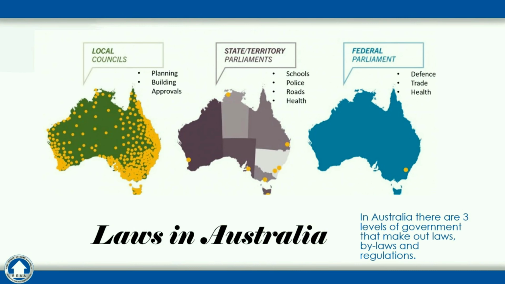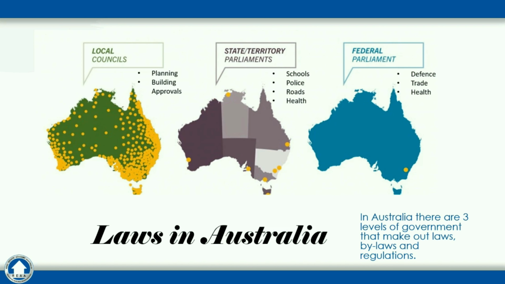high importance. There are three levels of government that make our laws, bylaws and regulations in Australia. We have federal, which deals with nationwide. We're looking at Commonwealth legislation, so things like trade, defence, health. If we're looking at specifically relevant to real estate, things like Privacy Act, discrimination falls under this category.